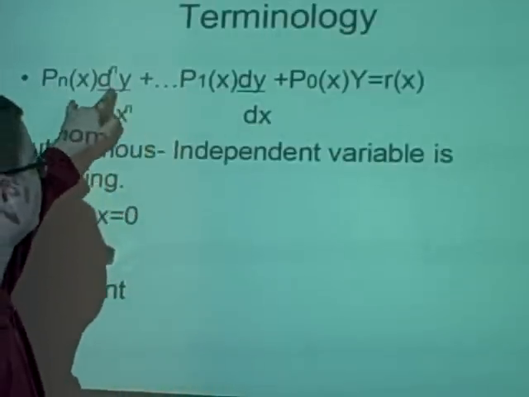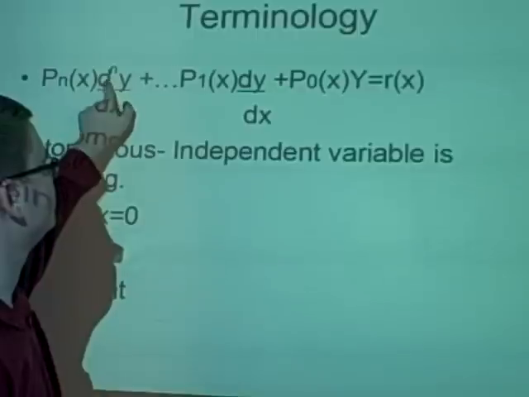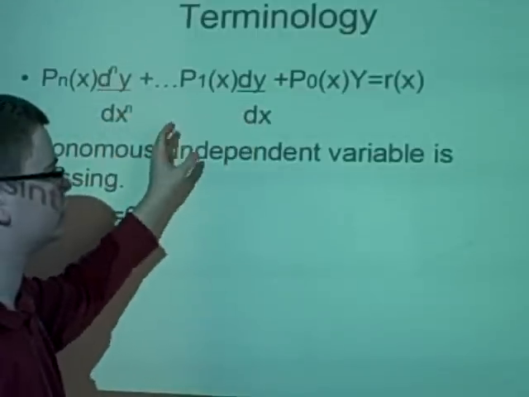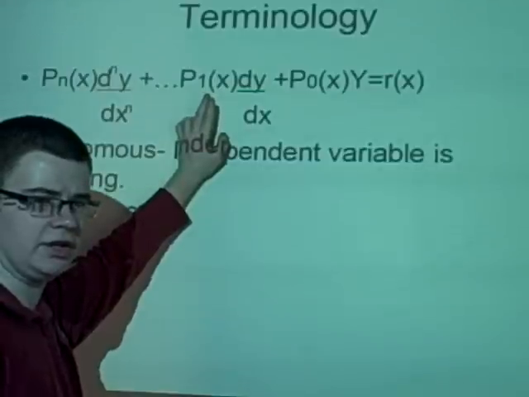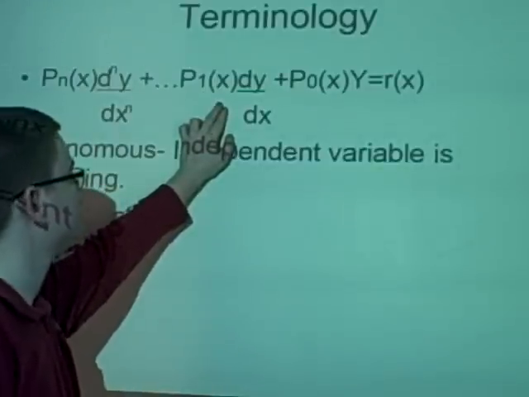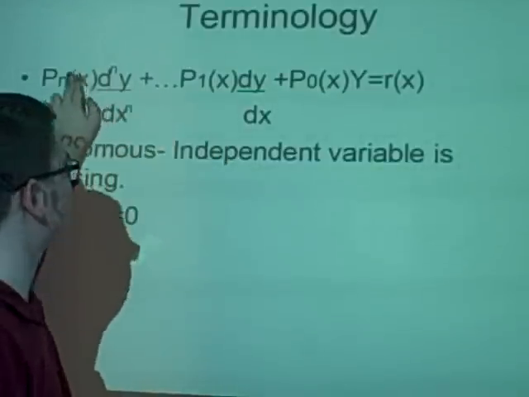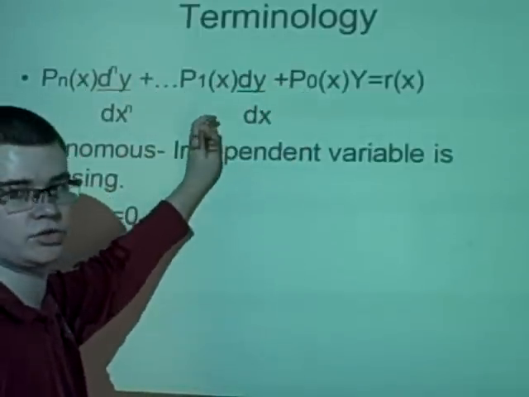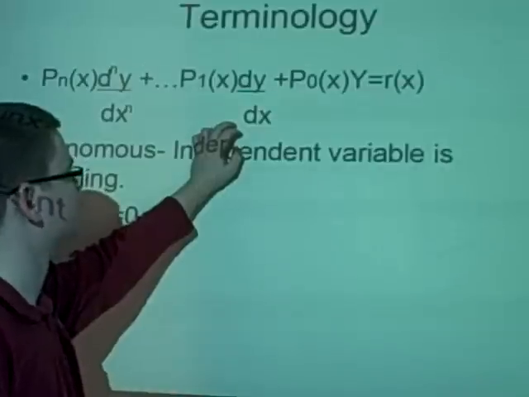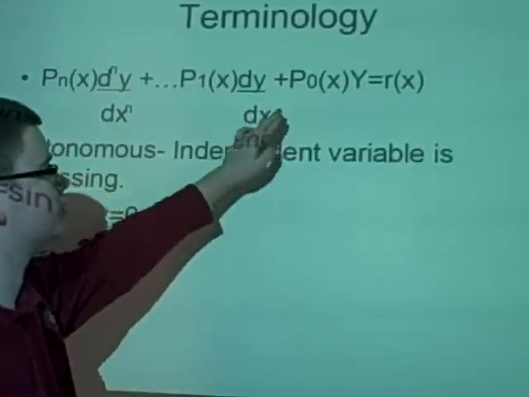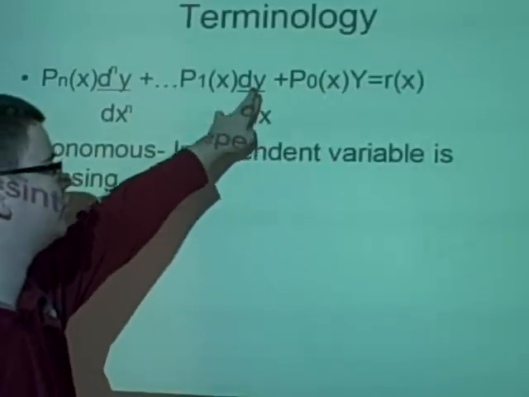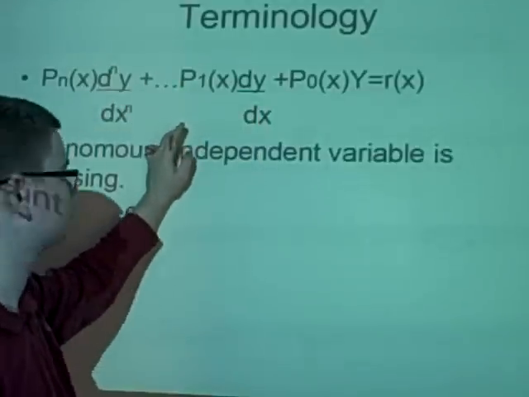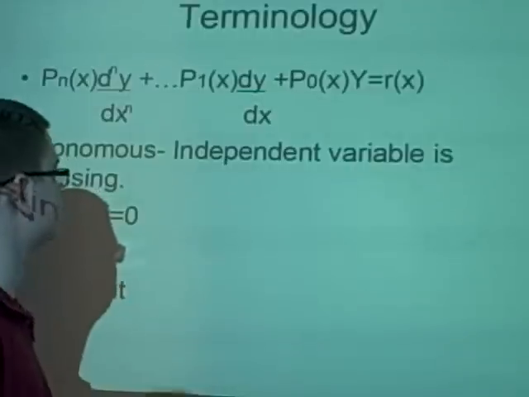Now, this here, Pn(x) dny over dxn plus and so on, is a linear equation where the order of the derivative is going down each time. The P's would be functions of x, or maybe constants, and we've got different values for them. We've got y and dy over dx, all the way up to dny over dxn. And this is linear.